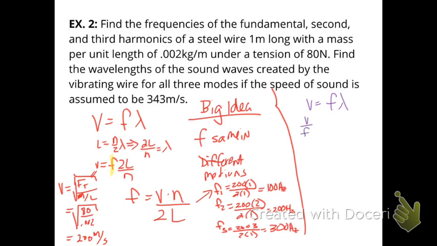Velocity over frequency, the first frequency, is going to equal our wavelength. So it's 343 divided by 100, which is going to give us 3.43 meters. So the first harmonic wavelength in air is 3.43 meters. The second harmonic wavelength in air is 343 divided by 200, which is 1.72 meters.